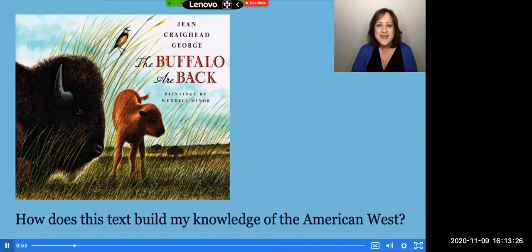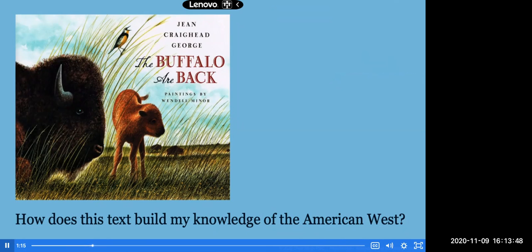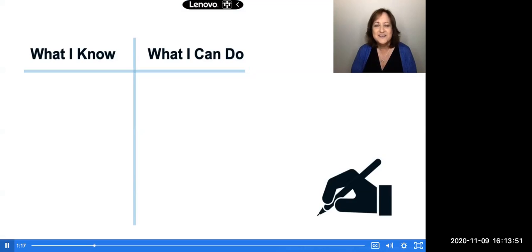The Buffalo Are Back by Jean Craighead George is an amazing book, and it's taught us so much about the American West. By reading this book as closely as you have, you're truly becoming an expert. Today, we're going to think about how this text has built your knowledge about the American West. Pause here to set up your journal with a what I know and what I can do T-chart. Just hit play when you're ready to continue.